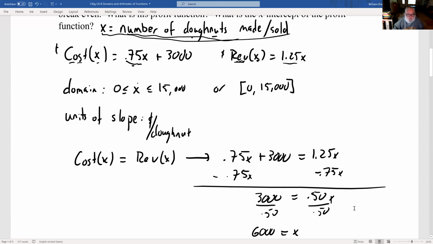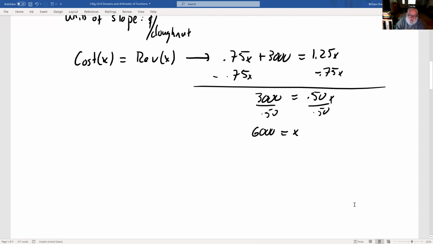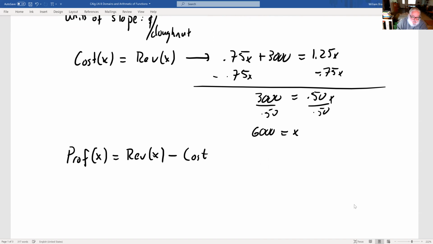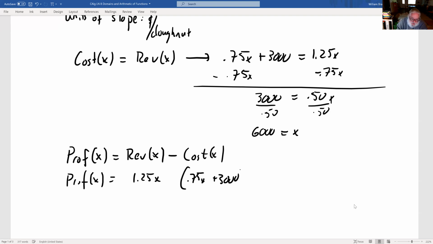And what's the profit function? So profit function is related to cost and revenue. Profit, and I'll write that as PROF, is money coming in, which is your revenue, minus money going out. And we have to be a little bit careful about how we set this up. Revenue is 1.25x, cost is 0.75x plus 3,000. But I want to subtract off the entire cost function, so I'll throw that in parentheses and put the minus sign in front.